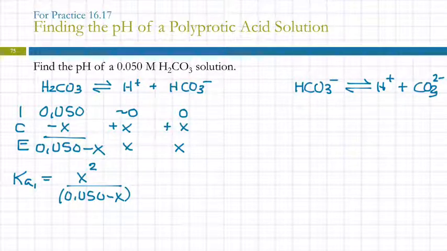And let's try the X is small approximation, because we have a small Ka here, and so that's probably going to be okay.